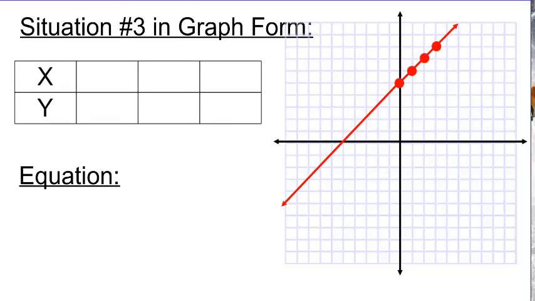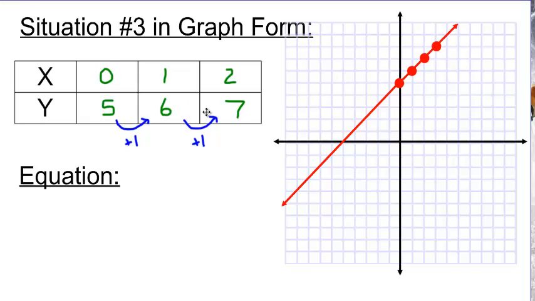Next, we want to look at what happens when we have a situation in graph form. Here, we have labeled some points for you. This may not always be done. You may have to identify where the points are yourself. But the first thing you're going to want to do is take these points and put them into a table.